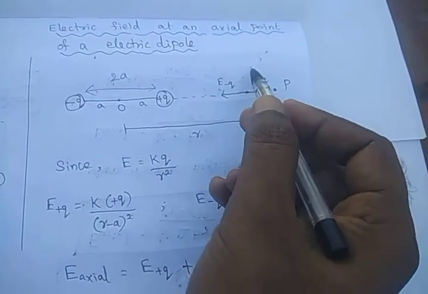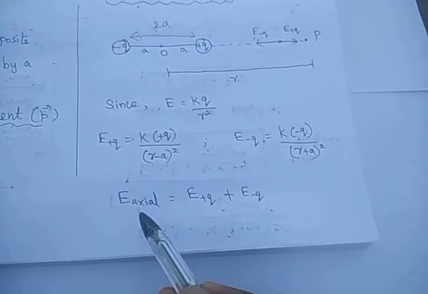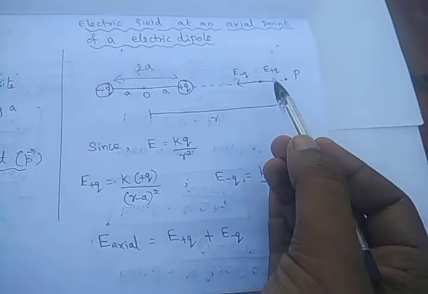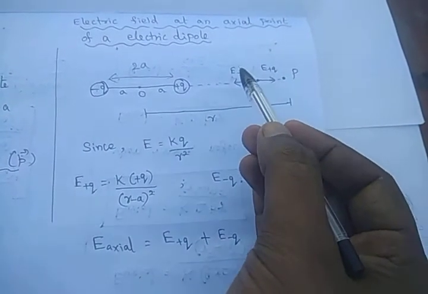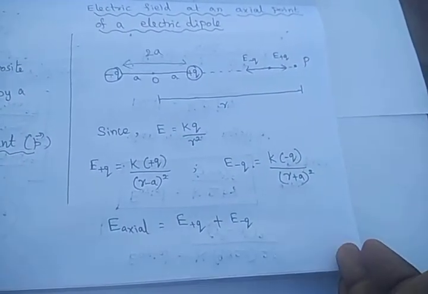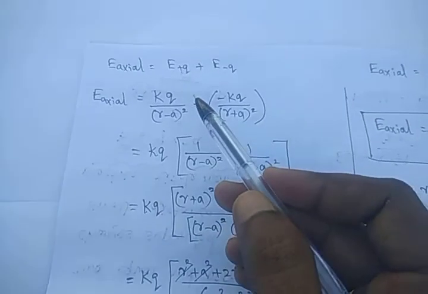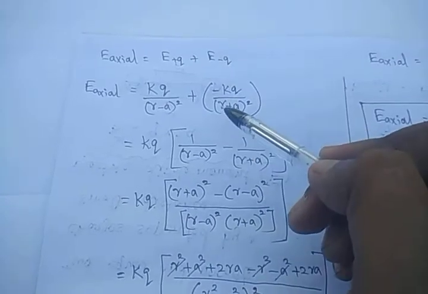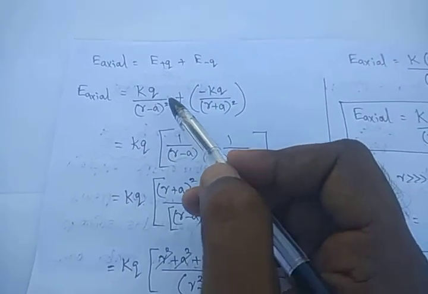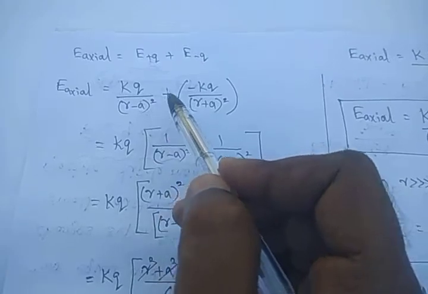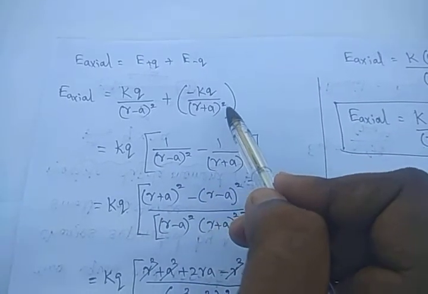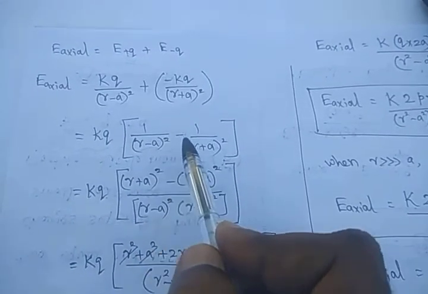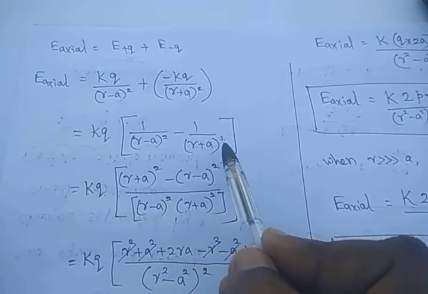Hence the total charge is called as E axial. That is, electric field along the axial line is equal to, we have to add up the positive charge electric field and the negative charge electric field. Hence we substitute E positive, that is electric field for the positive charge, and electric field for the negative charge in this equation. We get kq by (r minus a) the whole square minus kq by (r plus a) the whole square. Taking the kq commonly outside, we get 1 by (r minus a) the whole square minus 1 by (r plus a) the whole square.